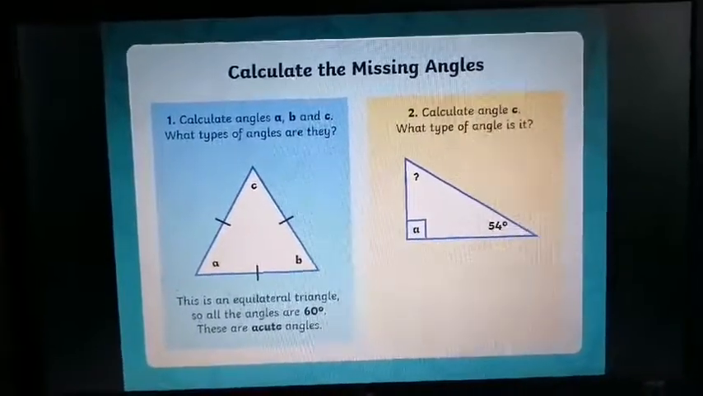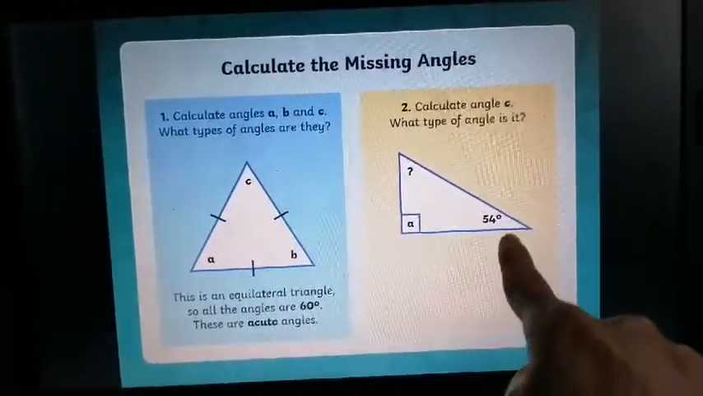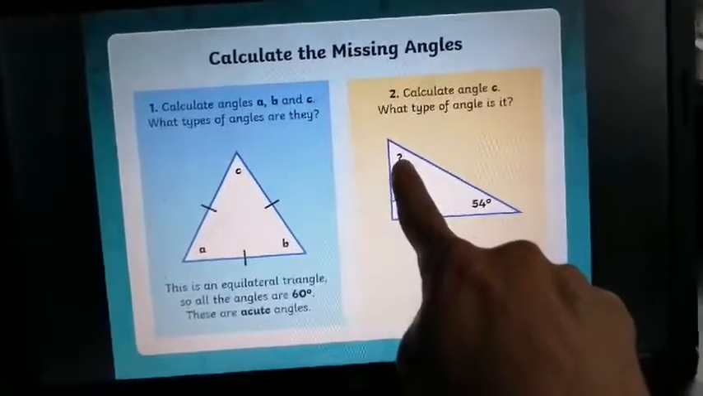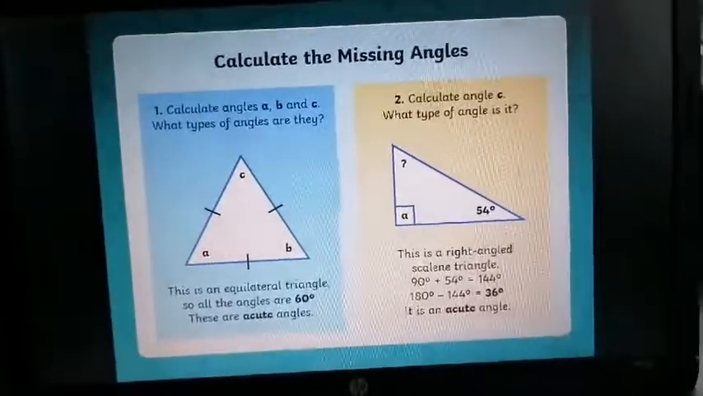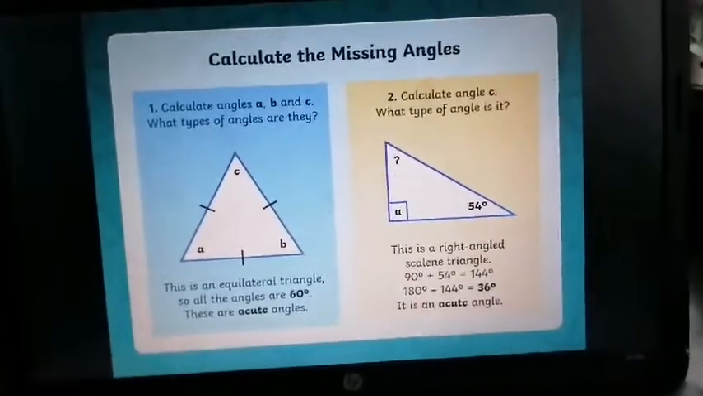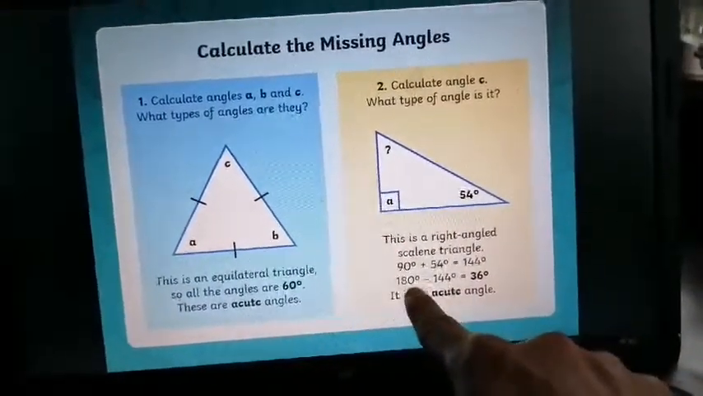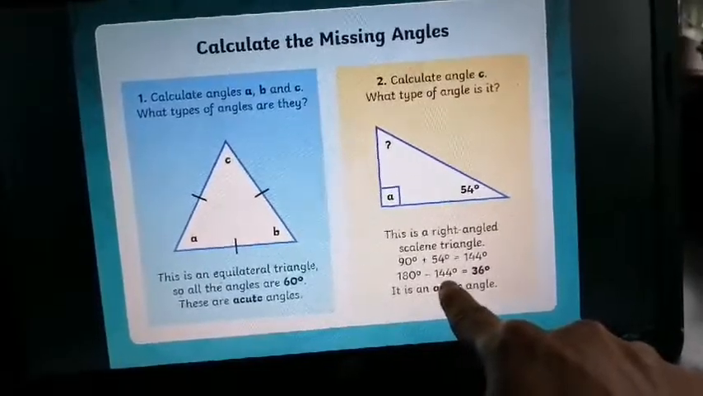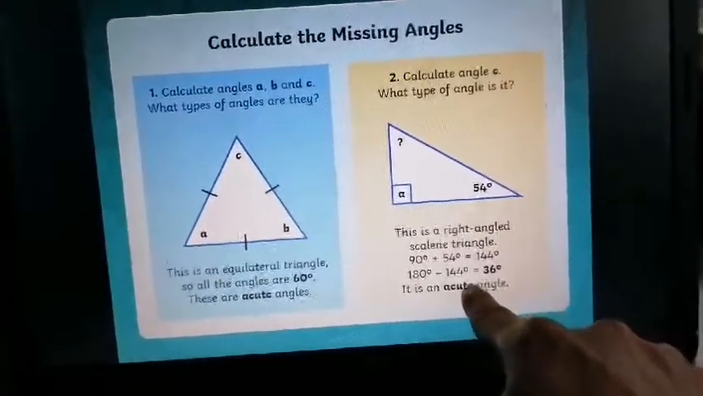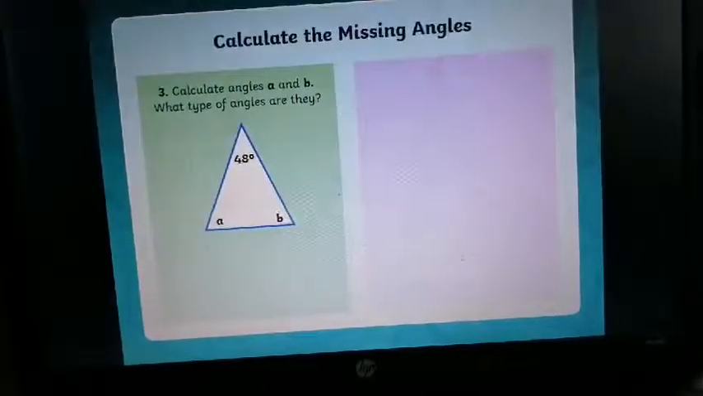Calculate angle C. Well, what type of angle is it? Well, we've got a right angle here with 54 degrees, and we don't know this angle here. This is a right-angled scalene triangle, so 90 degrees add 54 degrees is 144 degrees. 180 degrees take away 144 degrees is 36 degrees. This is an acute angle.